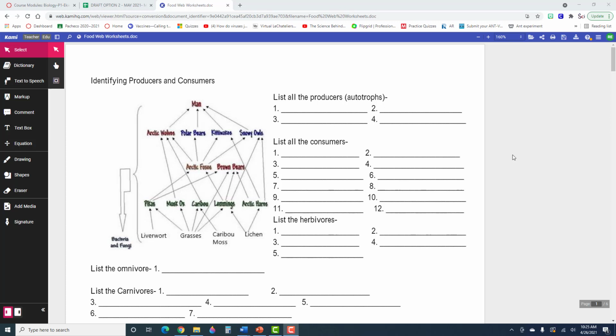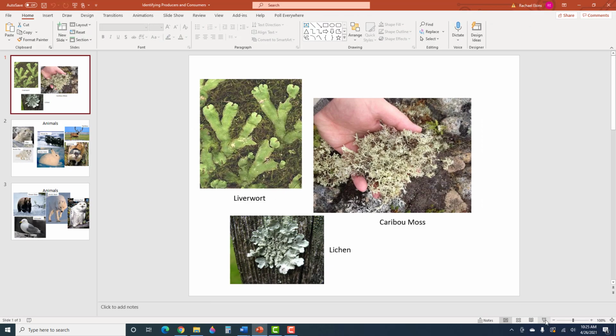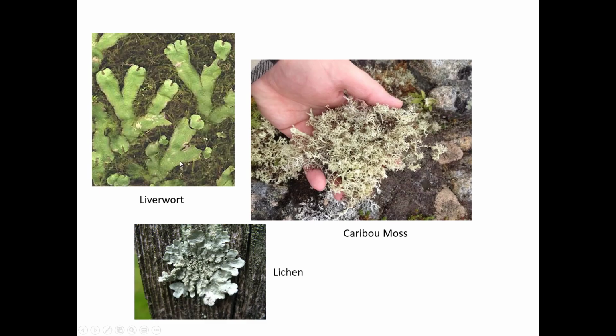So this directions video is on this assignment here, identifying producers and consumers. There is a food web here, and you may not be familiar with all of the organisms in that food web, so I have some pictures here. We don't have these plants here because obviously this is an Arctic ecosystem. That's what liverwort looks like, and then caribou moss, and then you have lichen, which grows on the side of trees. These are not things we're familiar with.